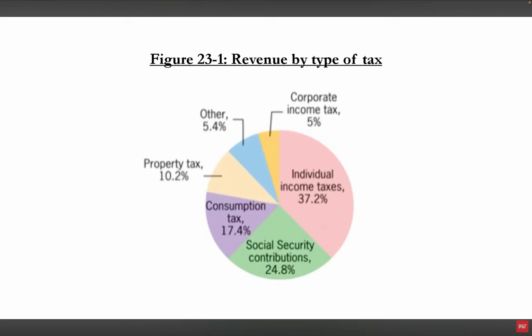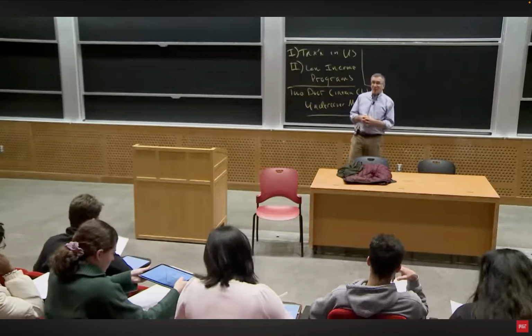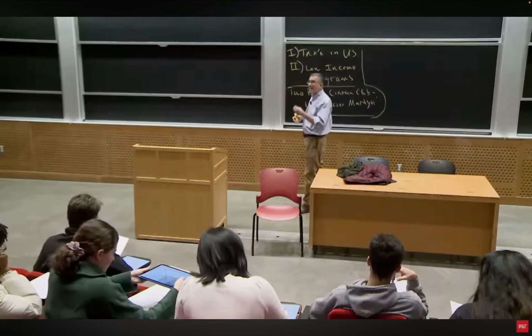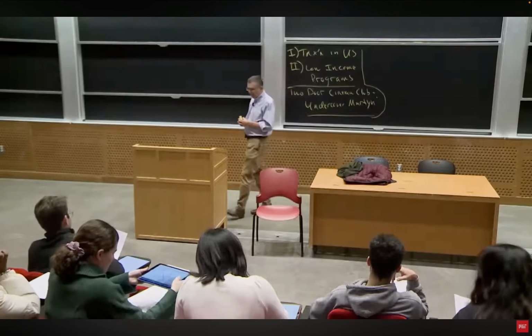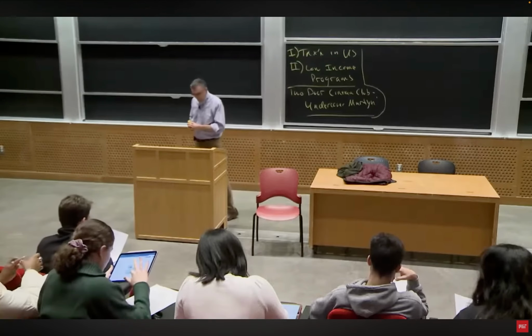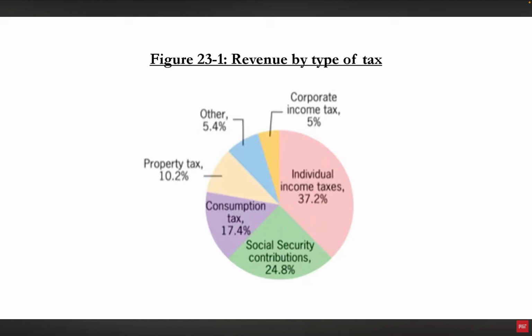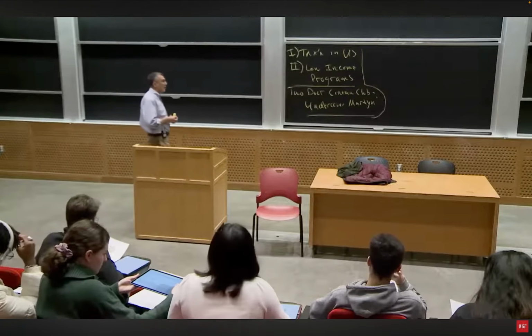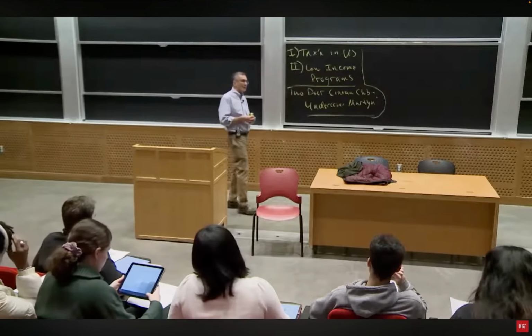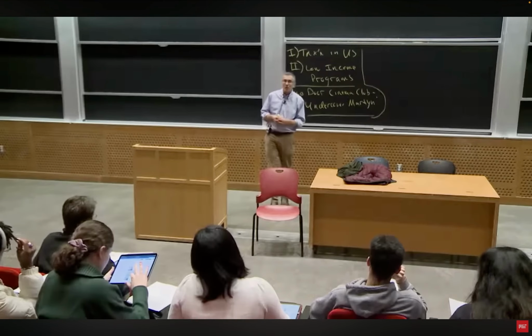The third biggest source of revenue is consumption taxes, mostly state sales taxes, but also excise taxes on things like alcohol and cigarettes. That's specific taxes on alcohol, cigarettes, and gas. The fourth biggest is the property tax, which is basically the tax you pay on the value of your house. And the fifth biggest, besides the other, actually the sixth biggest after other, is the corporate income tax. We only raise $1 in every $20 in America from taxing corporations.